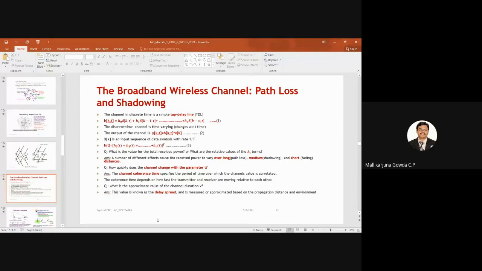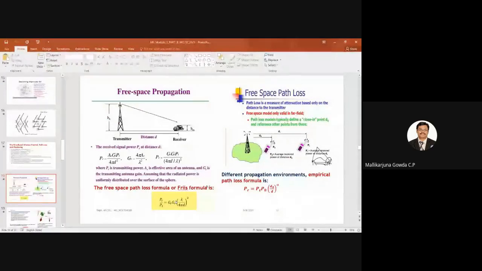Okay, and it is measured or approximated based on the propagation distance and as well as environment. So propagation distance, it may be long or medium or short, and as well as environment, I said. So environment also matters, but what type of environment we have. Just to understand the first thing, that is path loss, let me take up this. So we consider the free space, right?